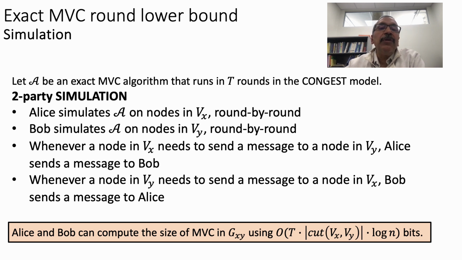So she attempts to simulate algorithm A on the nodes in Vx round by round. Similarly, Bob attempts to simulate algorithm A on the nodes in Vy round by round. From time to time, algorithm A will require a node in Vx to communicate with a node in Vy or vice versa. And when this happens, Alice and Bob need to communicate with each other. It then follows that the total number of bits exchanged by Alice and Bob is T times the size of the Vx-Vy cut times log n.